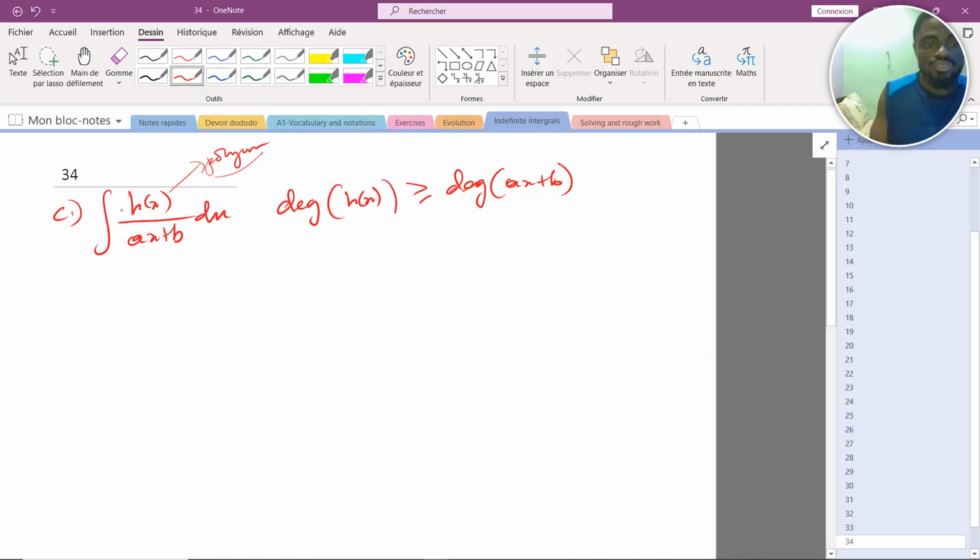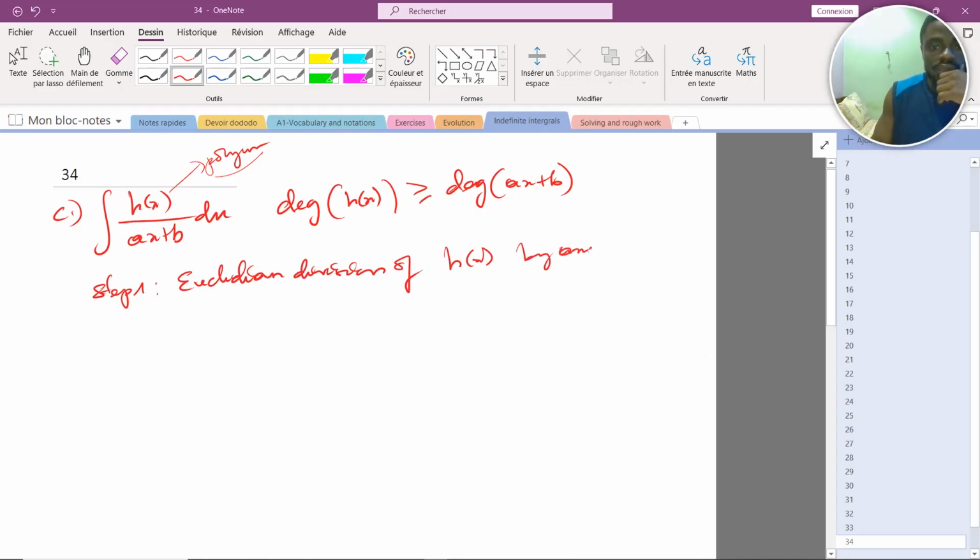So if you are in a situation where you are to integrate h(x) over (ax + b) dx, where the degree of h(x) is greater than or equal to the degree of (ax + b), naturally, this is a linear function. What's the highest power of x here? 1. So the degree of this is 1. So the first step here, since the degree of h(x) is greater than or equal to the degree of (ax + b), is to proceed to the Euclidean division of h(x) by (ax + b).